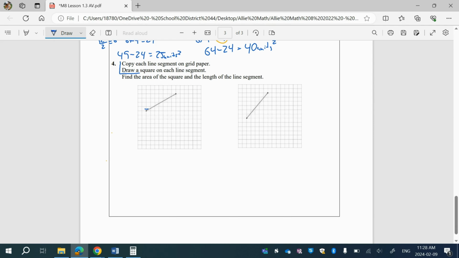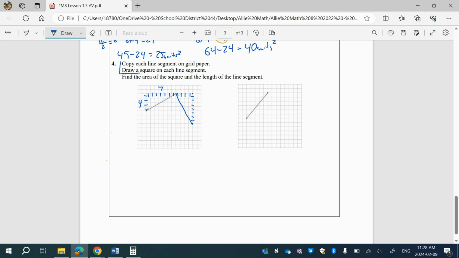So this one, we go up 1, 2, 3, 4. And then it goes over 1, 2, 3, 4, 5, 6, 7. So for our next dot, we need to go up 4, 1, 2, 3, 4. Turn the corner here and go down 7, 1, 2, 3, 4, 5, 6, 7. So our next dot is right there.